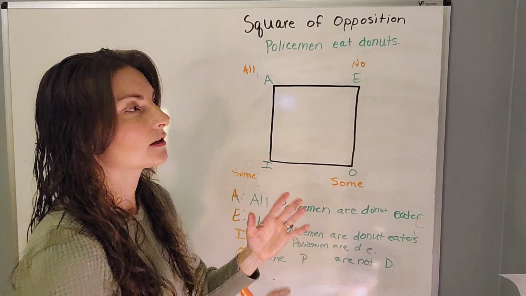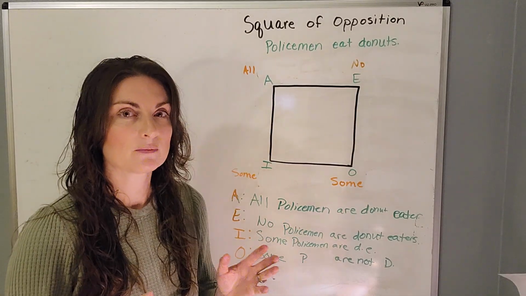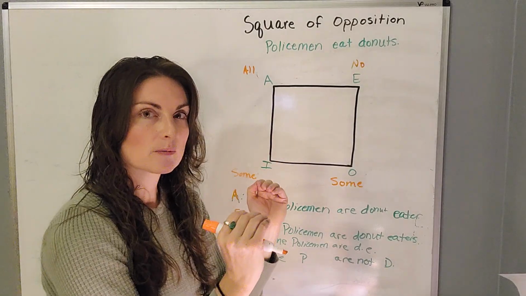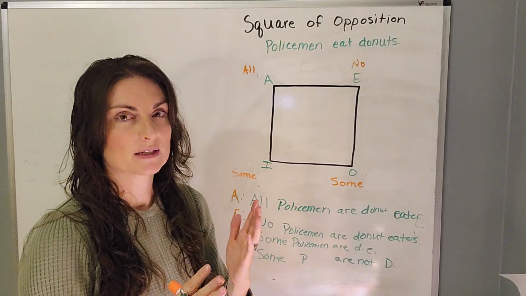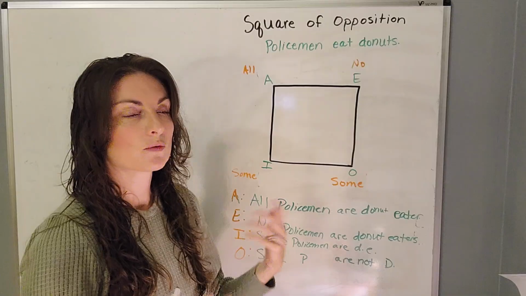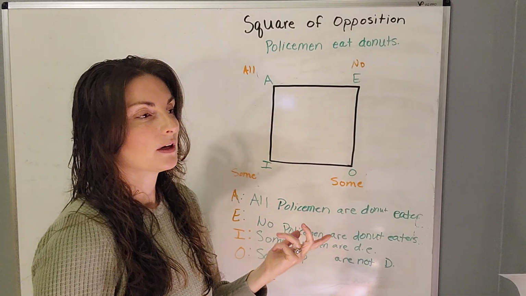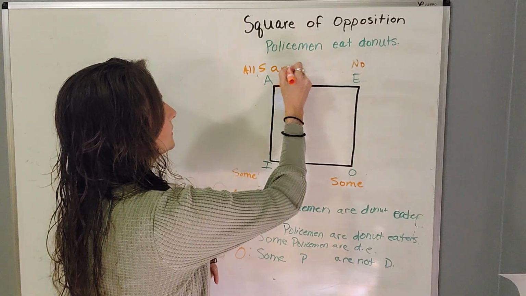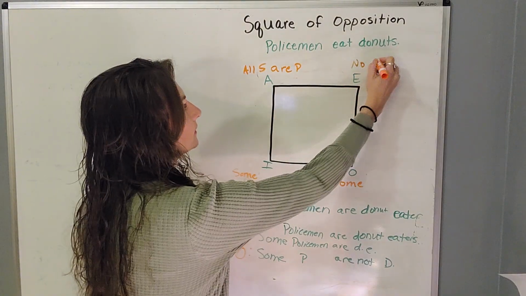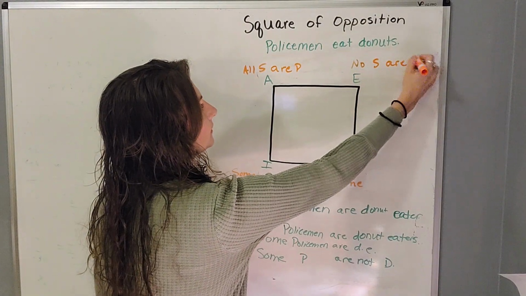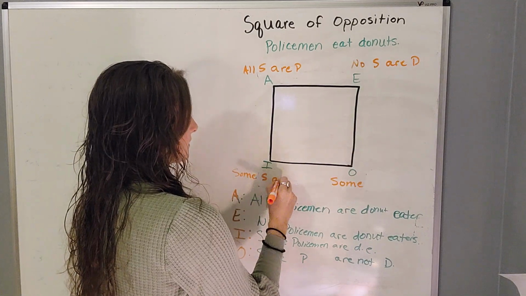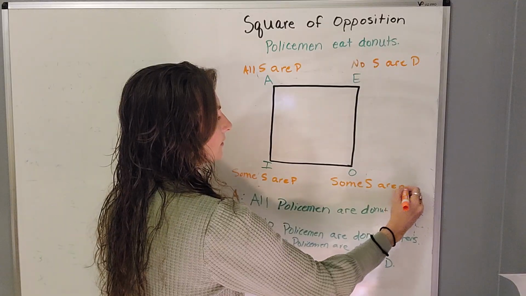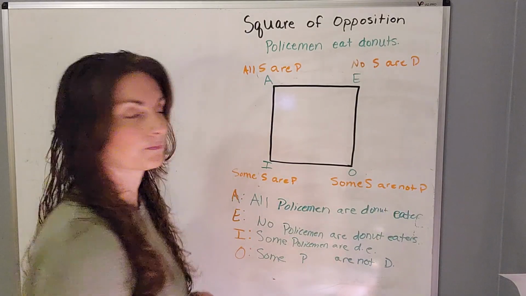When you start getting into using multiple different statements, that will be how you identify what subject you're talking about. You will use different letters because there's so many statements. For the time being, when you're just dealing with what we're doing now, we can do all S are P, no S are P, some S are P, some S are not P.